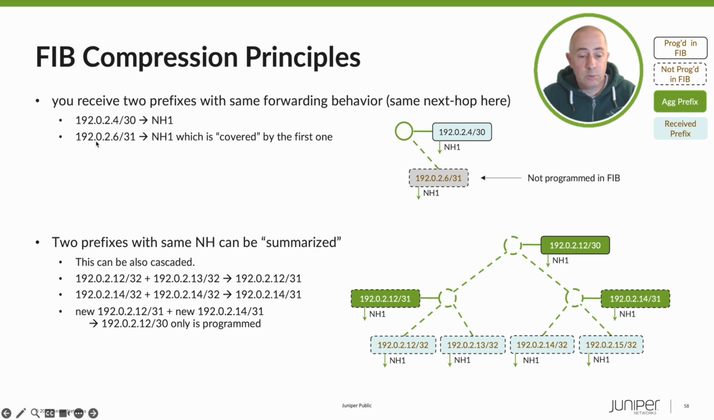This one does not bring any additional information. We can live without it, therefore we will not program it in FIB. That's the number one rule. The second is simply a summarization.